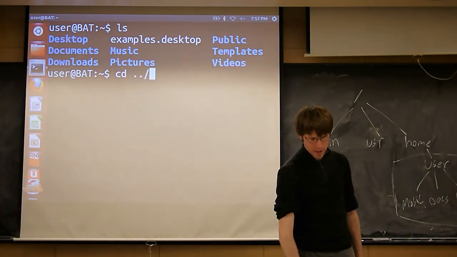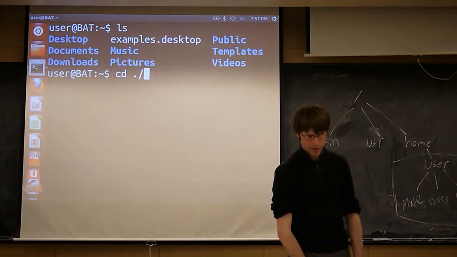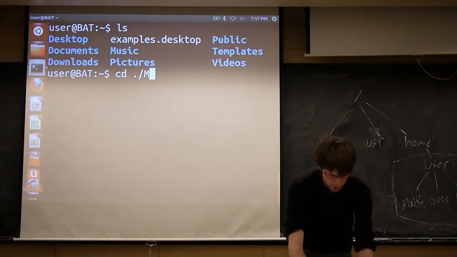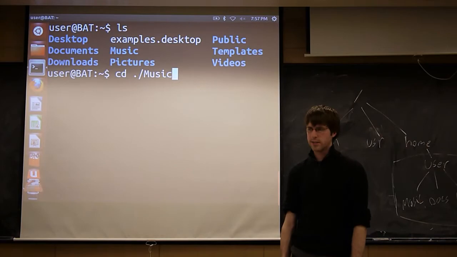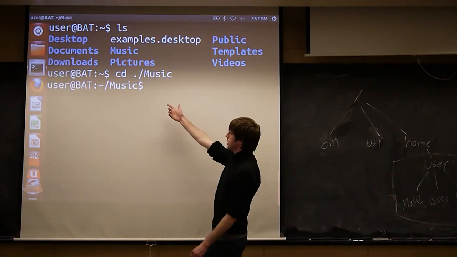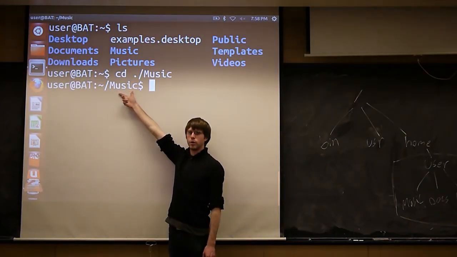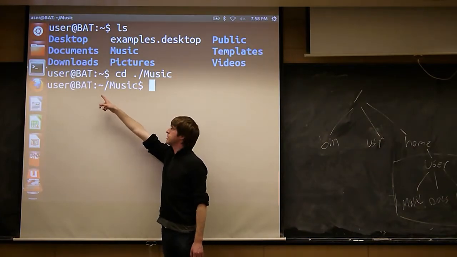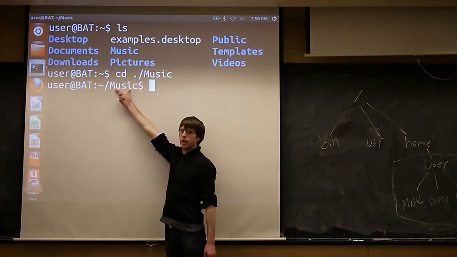Just like the ls command, it accepts all different kinds of file paths, relative and absolute. So if I wanted to go to the music folder, I can do cd ./music. And if I run that command, you'll see my prompt has changed. Now music is displayed here. Again, this is always telling me where I currently am. So I'm in my home folder inside the music folder.